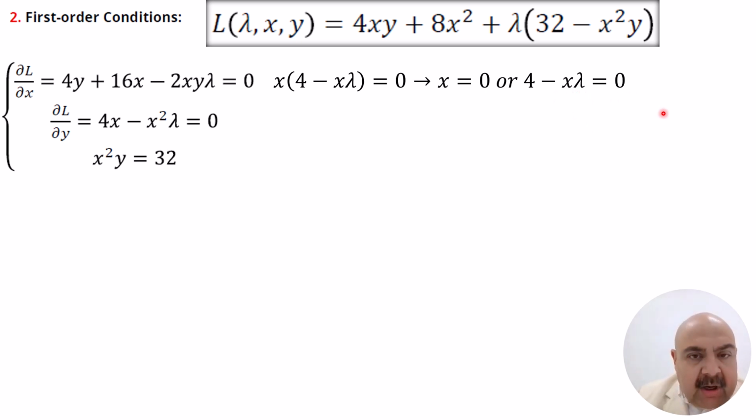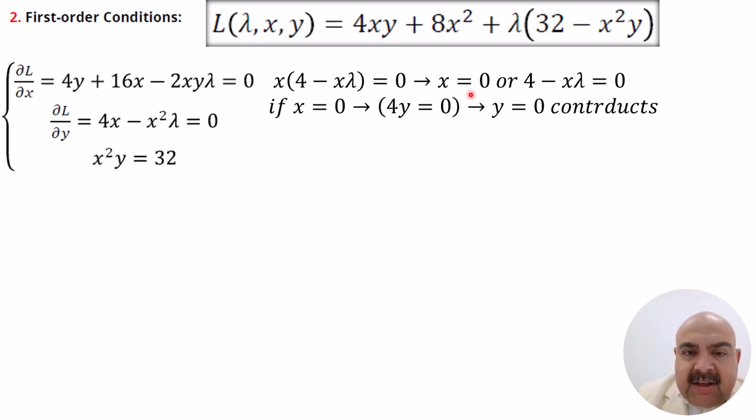Let's study first the first case, which is x equal to 0. Substituting x equal to 0 in the constraint is going to be a contradiction, because we need to satisfy that x squared times y should be equal to 32. So x will never be equal to 0. If you put x equal to 0, then the volume will be 0, so 0 equal to 32. It's not going to work. So it contradicts our constraint and will be refused.